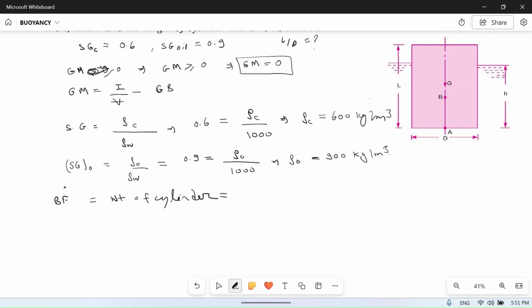Now what is the buoyancy force? Buoyancy force is equal to the weight of the liquid which is displaced, so it is equal to the weight of oil which is displaced by the cylinder. So what is the weight of the cylinder? It is volume into density into g. So if you put these values, then the weight of the cylinder will be pi by 4 D square into L, this is the volume of the cylinder, pi by 4 D square L into 1000.